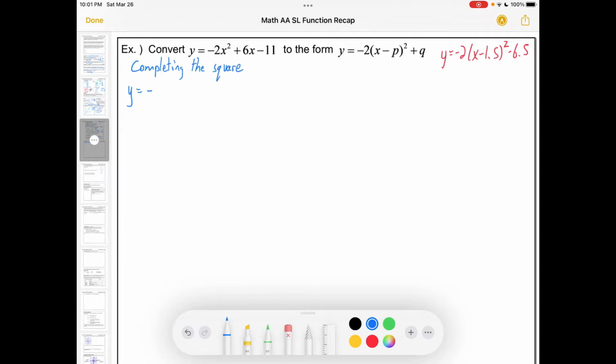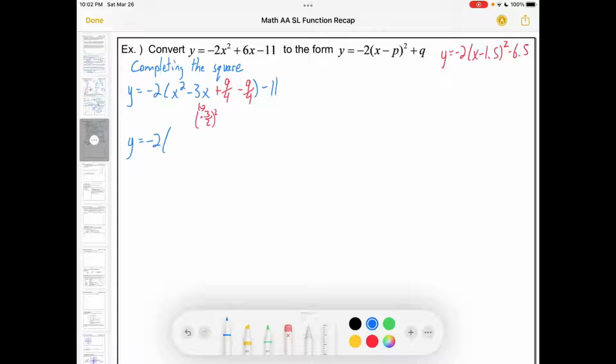I'm going to take this negative 2 out as a common factor. I'm only going to take it out of the first 2 terms, though different people do it differently. And here's what I do. I take half of the middle term, so that would be negative 3 over 2, and I square it. That is the magic number that I'm going to both add and subtract. So that keeps it balanced.